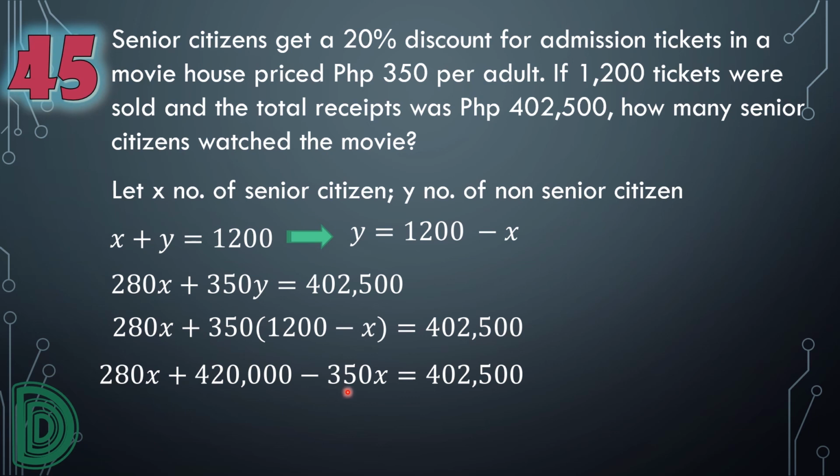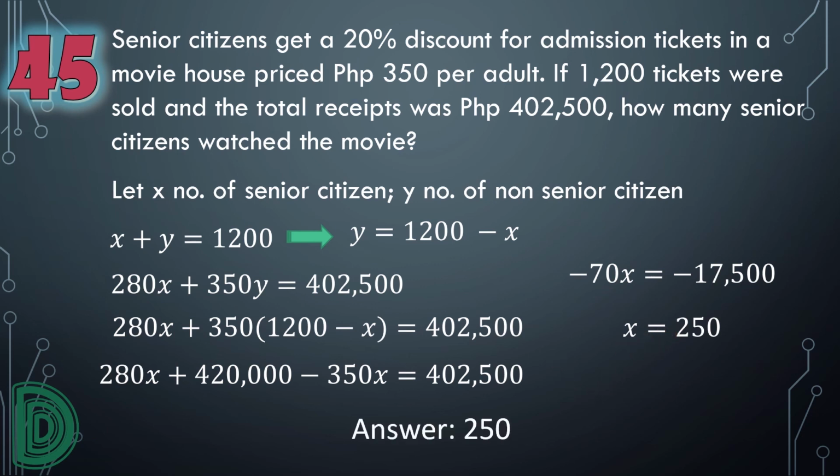280x minus 350x is negative 70x. Then subtract 420,000 from both sides. We'll have negative 70x equals negative 17,500. Divide both sides by negative 70. X equals 250. Hence, there are 250 senior citizens who watched the movie.